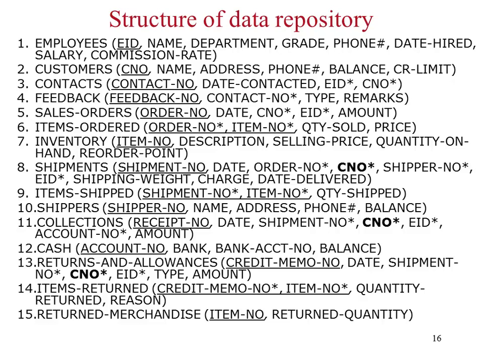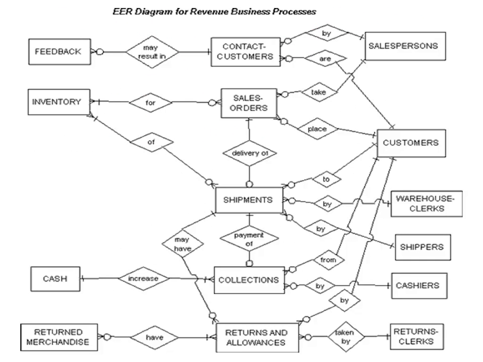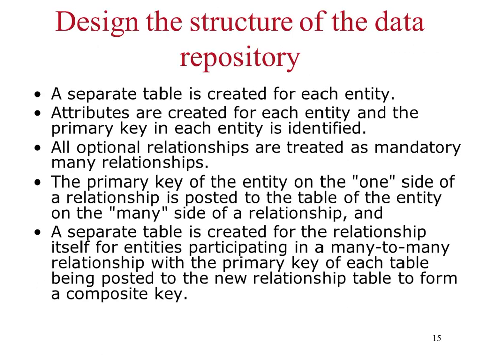And again, if we go here, imagine that you have these arrows, and this is the pointy side. There's an arrow from returns and allowances to shipments, from shipments to sales orders, and then from sales orders to customers. So here is your link. Plus there is this direct link from returns and allowances to customers. So this is how we got this.